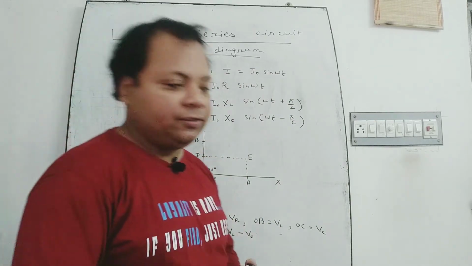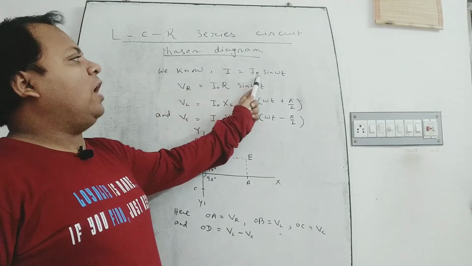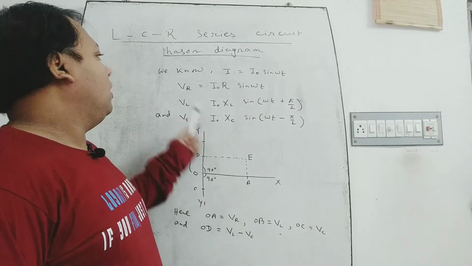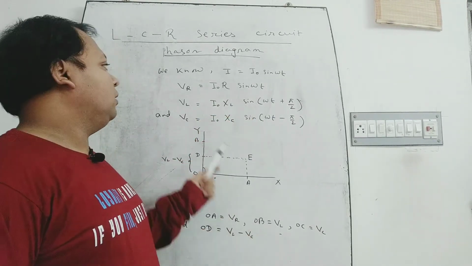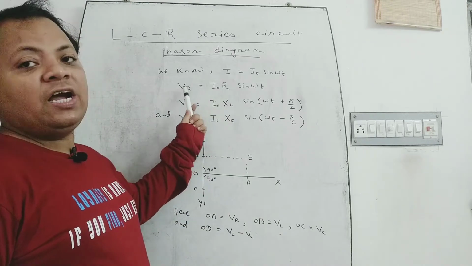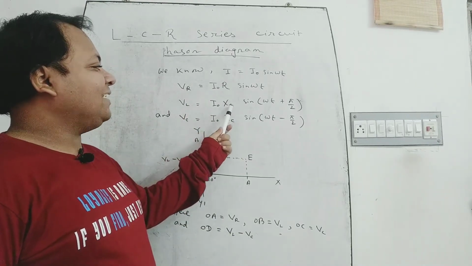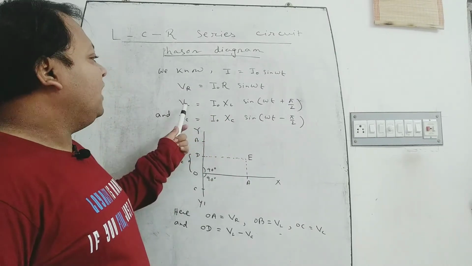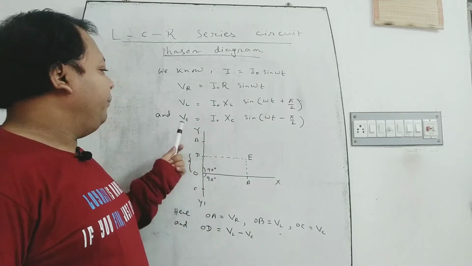Now we are going to discuss the phasor diagram. We know that VR is equal to I0 R sin omega t. That is, VR and current are in the same phase. VL is equal to I0 XL sin(omega t plus pi by 2). That is, VL leads the current by an angle pi by 2. VC is equal to I0 XC sin(omega t minus pi by 2). That is, VC lags behind the current by an angle pi by 2.